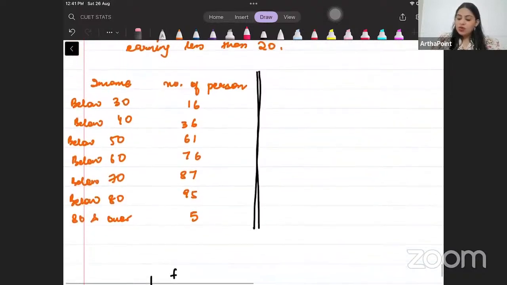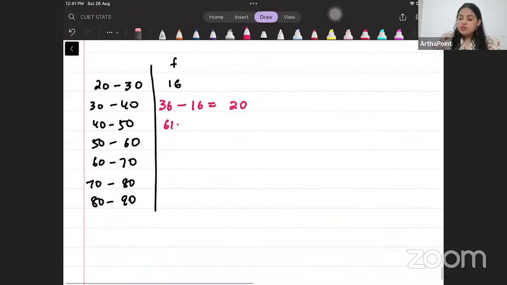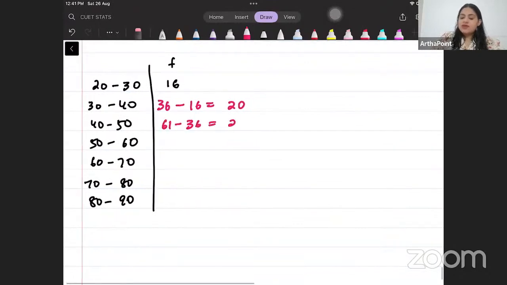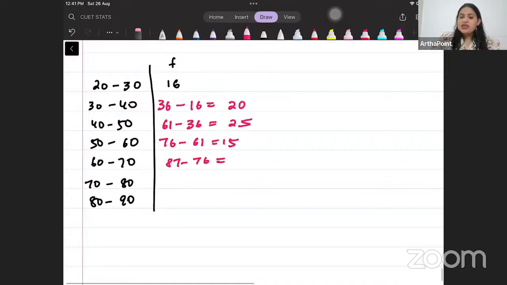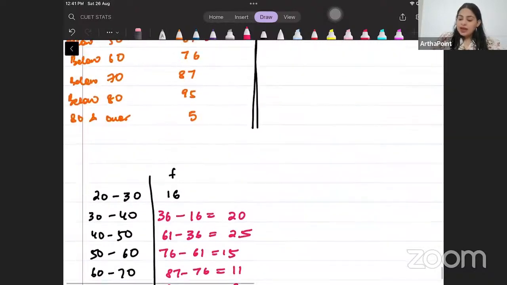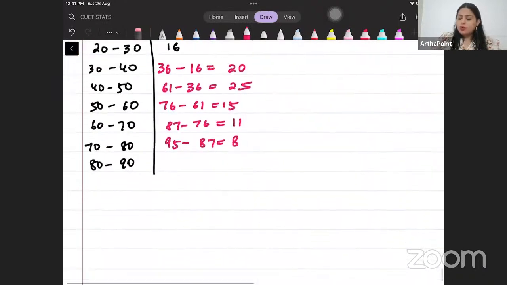ऐसे ही बाकियों को निकाल लो. Below 50 61 है और below 40 36 है. तो 40 से 50 के बीच में कितने हो जाएंगे? It will be 61 minus 36, that will be 25. And keep doing this. So 76 minus 61, and then you will have 87 minus 76, and 95 minus 87. This will happen. And now it says above 80 you have 5 people. So okay, no problem, I will write 5.